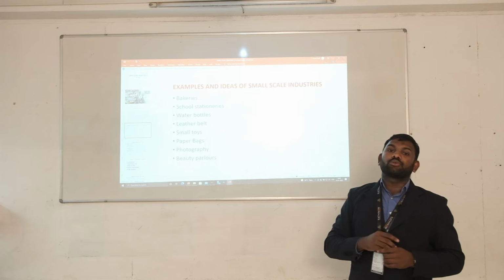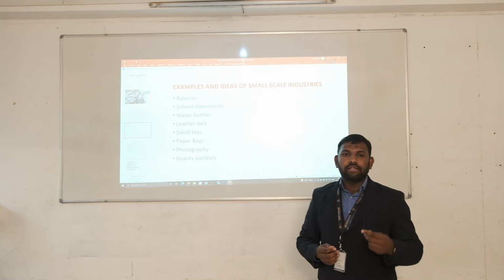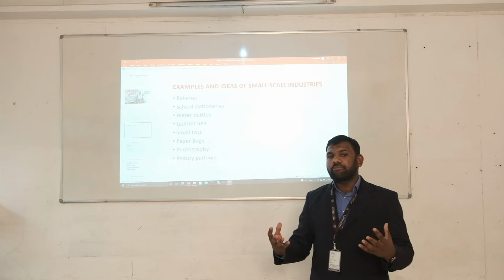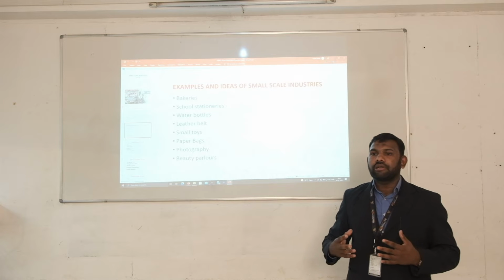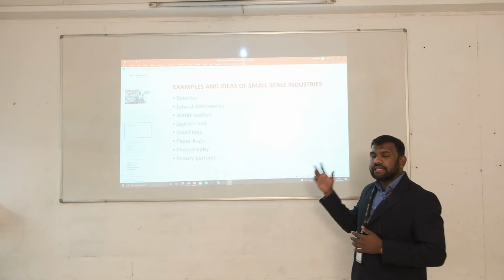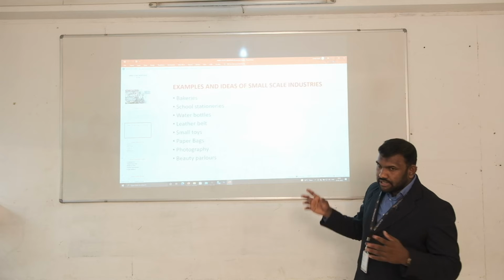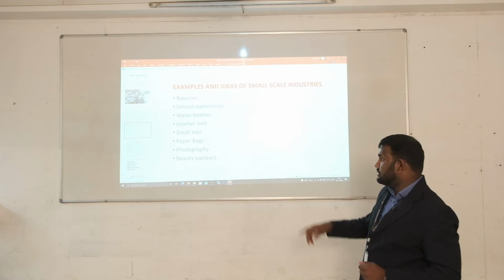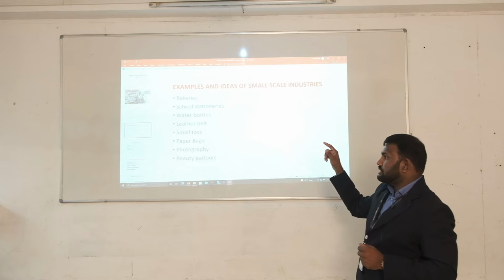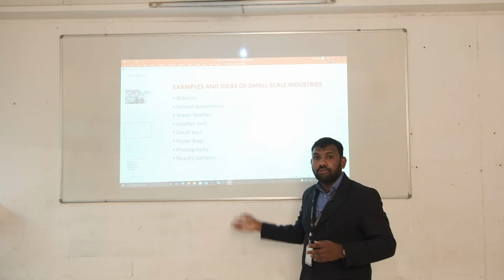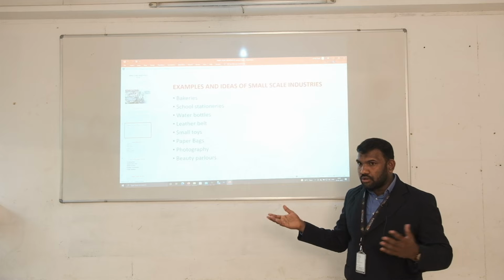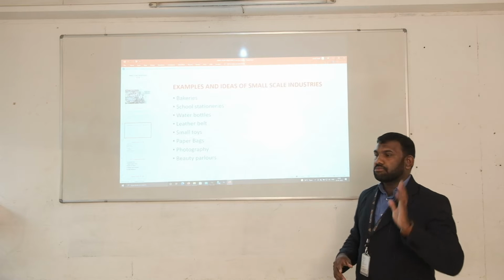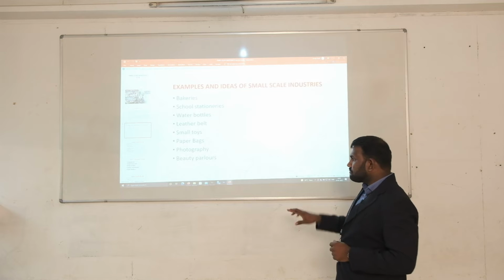And not only that, school stationery items like pencils, pens and notebooks are produced by a large number of companies and industries all over the world. That is also called small scale industries. Not only that, the water bottle business is also called a small scale industry based on the investment. Leather belts, small toys, paper bags, photography and beauty parlors are also available all over the world. They are also called small scale industries based on the small investment.